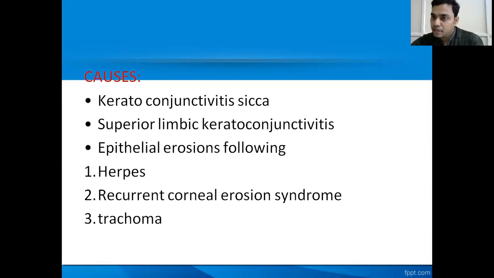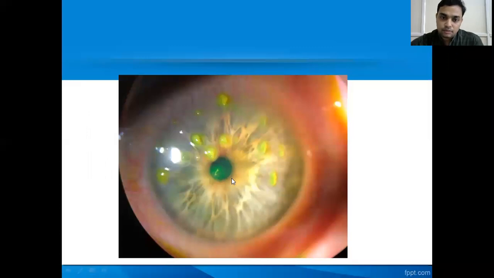And because of the improper healing of the damaged epithelium, that leads to formation of thread-like filaments, where one end of the filament is attached to the cornea and the other end is freely movable. And these filaments are stained with fluorescein dye, and they appear as a green color like this. This is about filamentary keratitis.